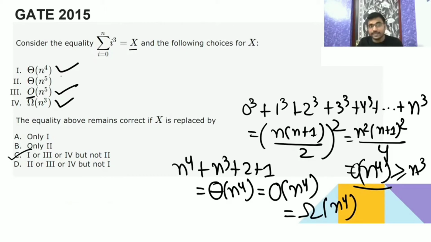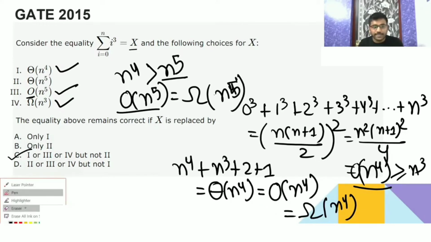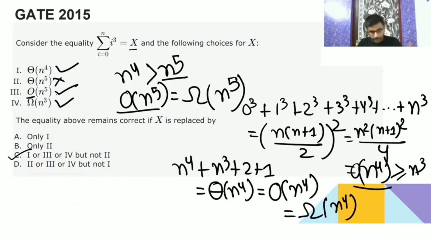How can you say that it is a theta? In place of theta you have to substitute n to the power 5 also, and big O also. For theta it is fine, but in case of big O, n to the power 5, it is not greater than n to the power 5. We can't say that now, because if it is a theta, then it is both big O as well as omega. For big O it is correct, but for omega it will be incorrect, because n to the power 4 is not greater than n to the power 5. So this is incorrect, but this is true, n to the power 4, because it is smaller, and it is the tightest upper bound.